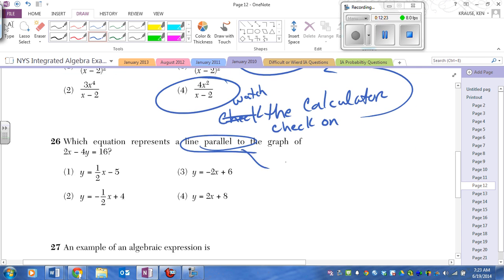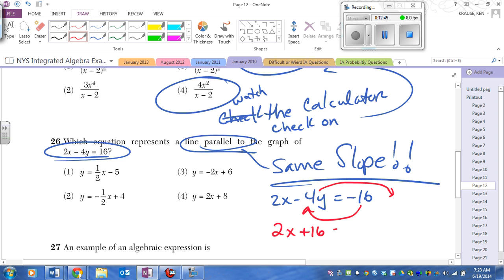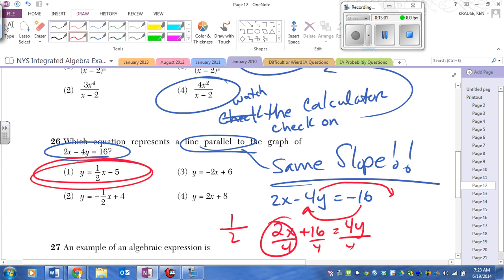Alright, parallel lines have the same slope. This one I have to figure out what the slope is, so I'm going to do 2x minus 4y equals negative 16. Now I don't like having negative y, so I'm going to move this over here and this over here. So 2x plus 16 equals 4y. So divide by 4, and there's my slope. 2 over 4 is the same as 1/2, right? So I need to find a line that has a slope of positive 1/2, and there she is.